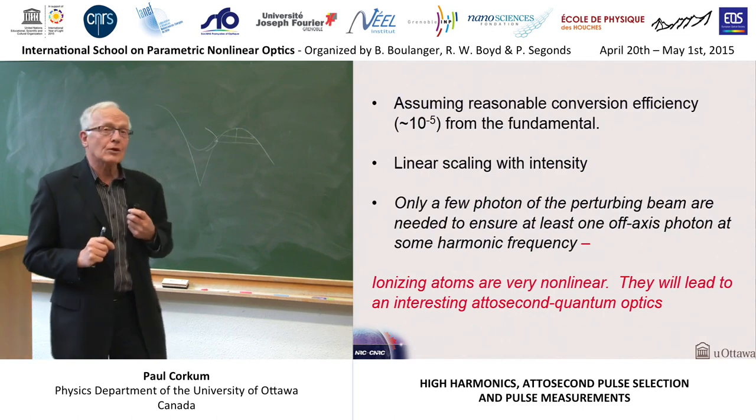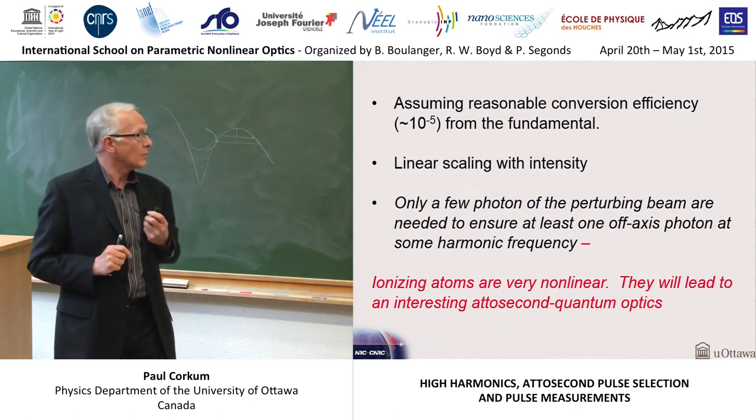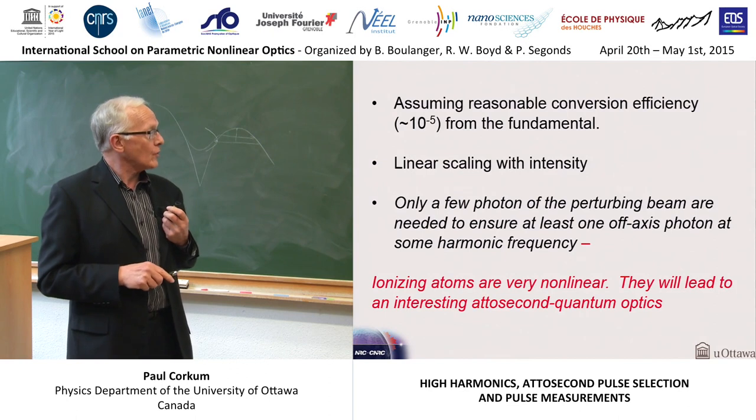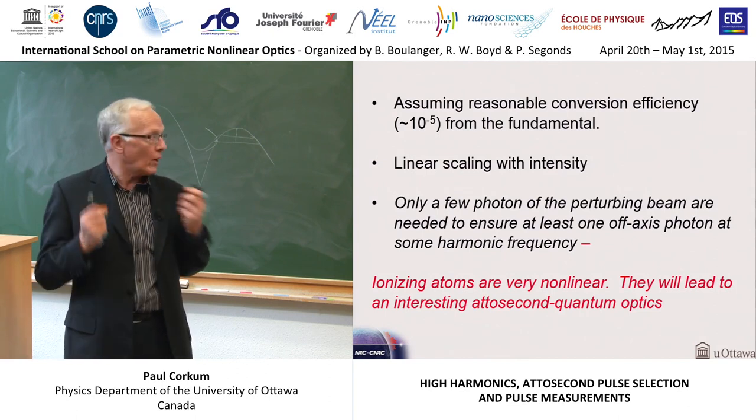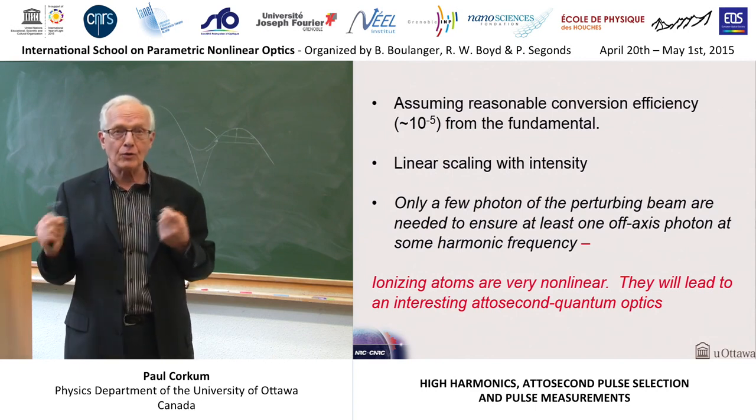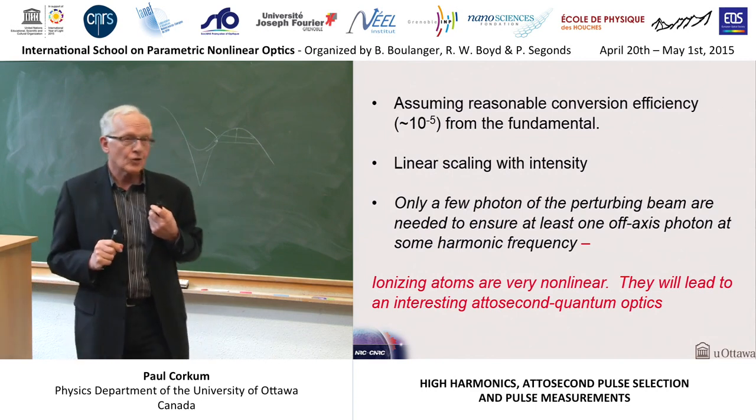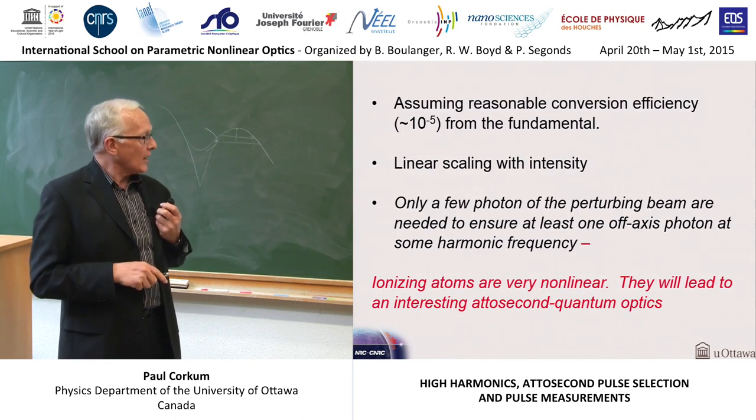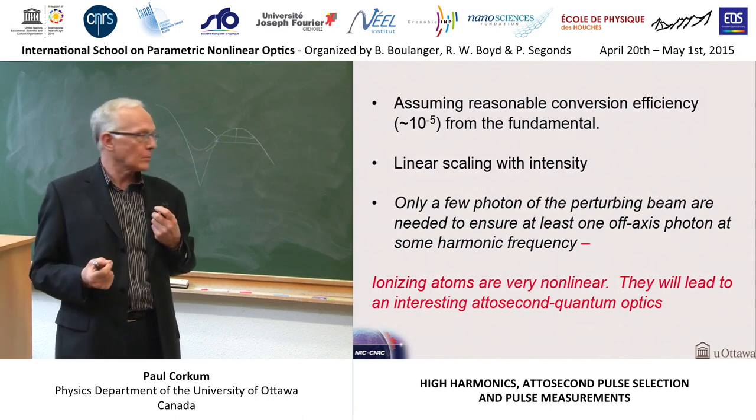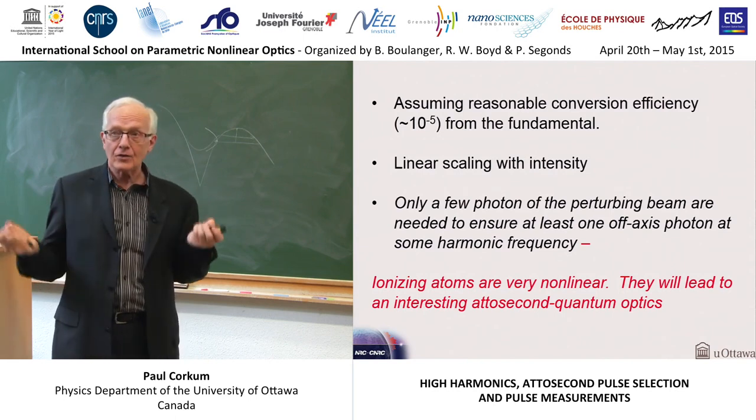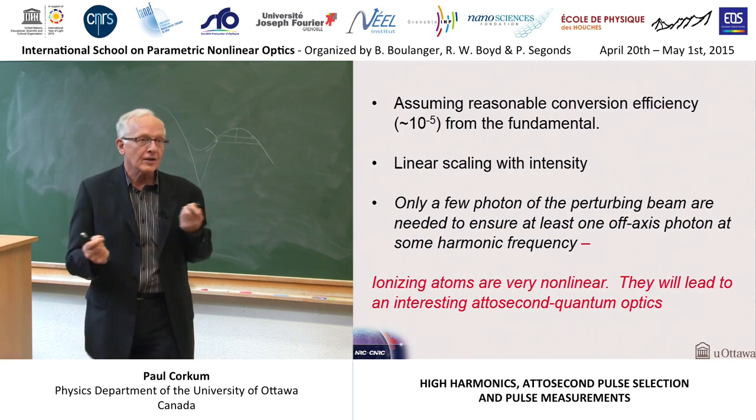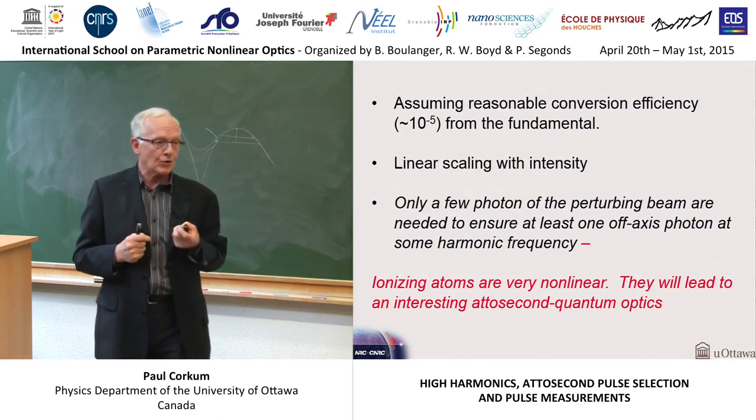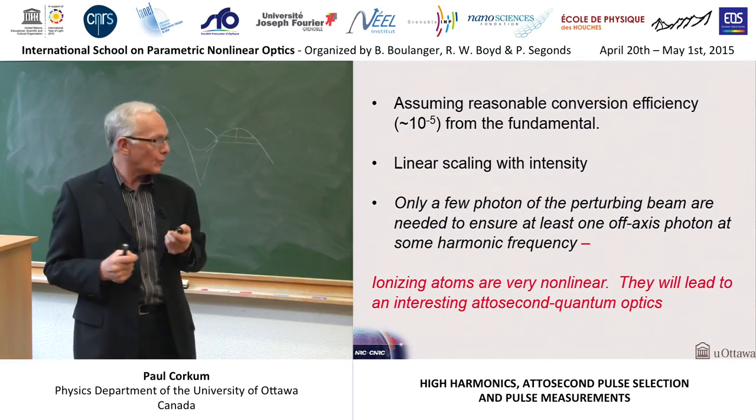Actually, assuming a reasonable conversion efficiency of about 10 to the minus 5, linear scaling with intensity for the one photon process, only a few photons of perturbing beam are needed to ensure at least one off-axis photon at some harmonic frequency. It's amazingly true. You can look at the infrared scaling, it's probably better with an infrared than it is in the visible. Ionizing atoms are extremely nonlinear. They will lead, I think, to an interesting attosecond quantum optics. So I felt I would like to say that here because so much of this is perturbative, and I want to say there is an avenue to bring in ideas of perturbative nonlinear optics and think about what creative things we can do with them.